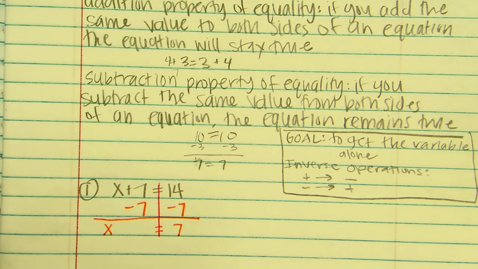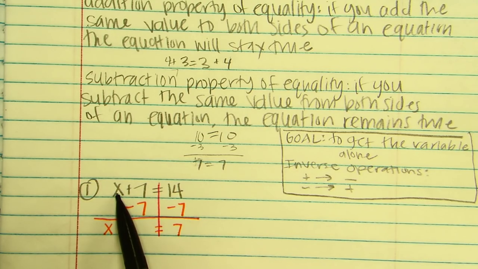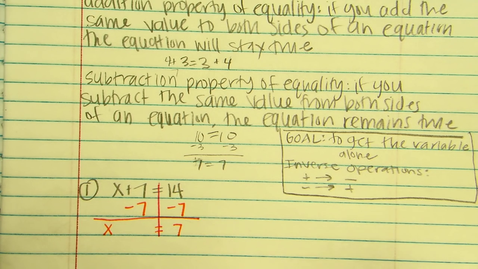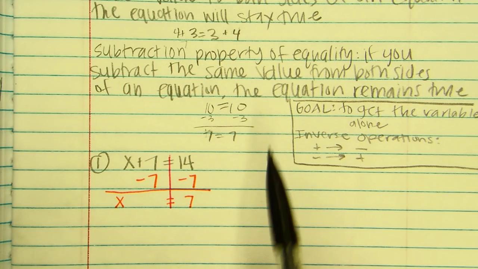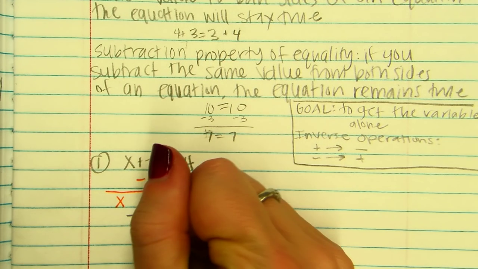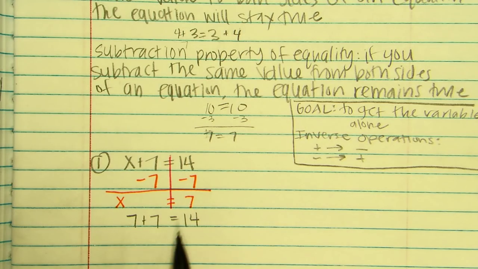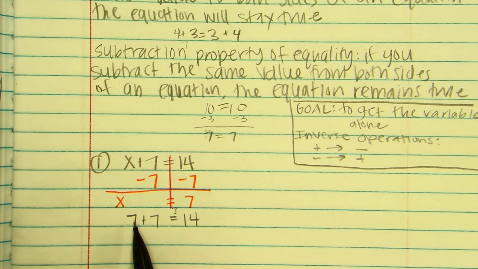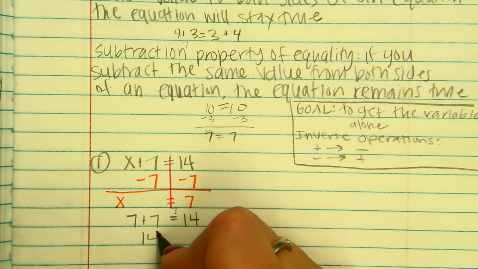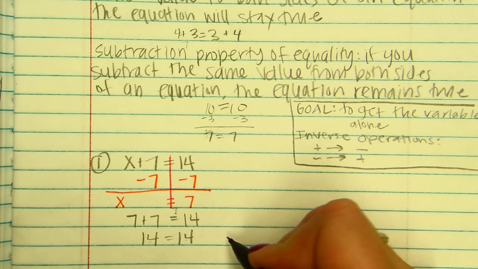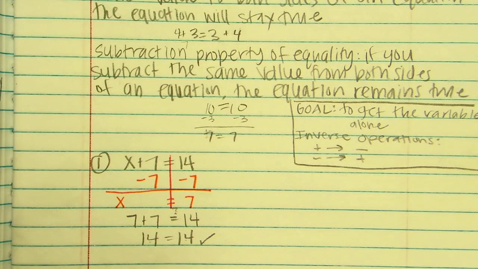And then I should check my work. To check my work, I'm going to plug 7 in for x and see if I get 14. If I do get 14, I did it correctly. If I don't get 14, I know I did something wrong and I have to go back and check my work. So if I plug 7 in, I get 7 plus 7 equals 14. Let's simplify this side. 7 plus 7 is 14, and 14 equals 14, that's true, so we did this one correctly. x must be 7.